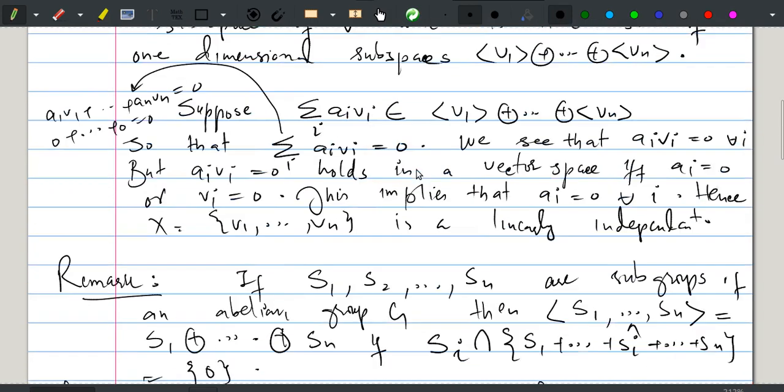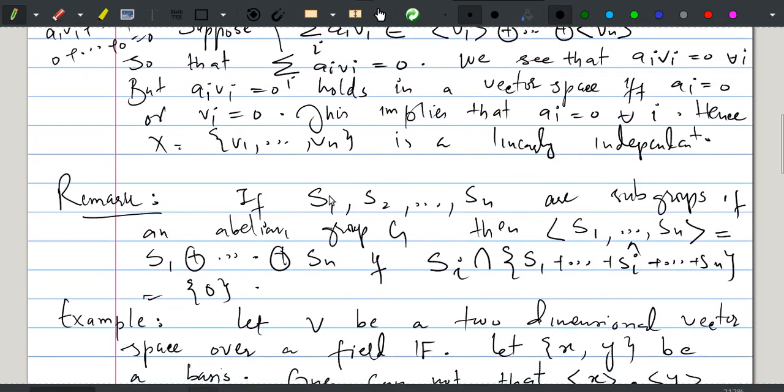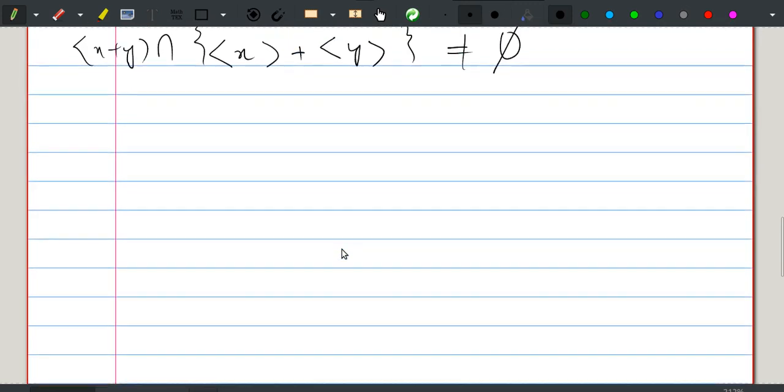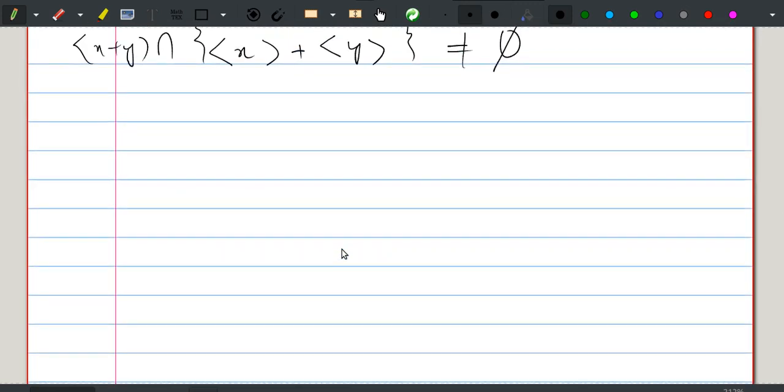So henceforth note that if these Si are subgroups of an abelian group G, then G is the direct sum of these Si if this intersection is singleton, but this is not the other way around. If this intersection is the singleton, this subgroup need not be the direct sum of these Si. So let us prove the following proposition.